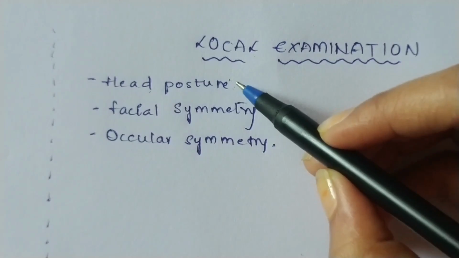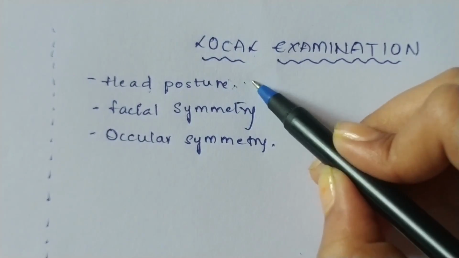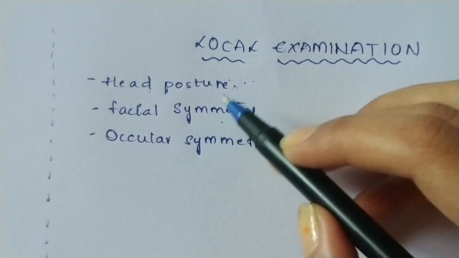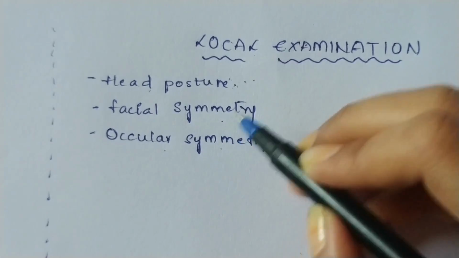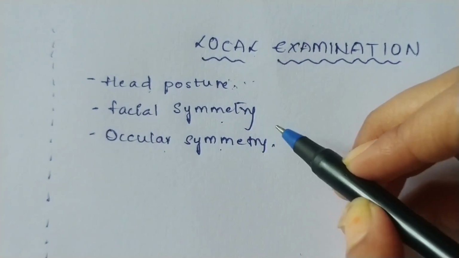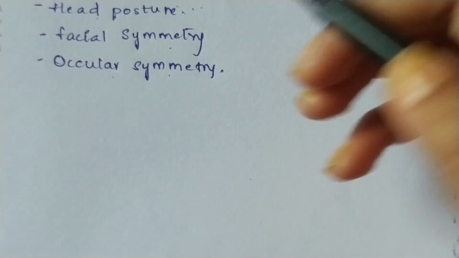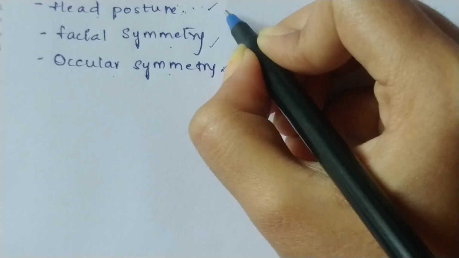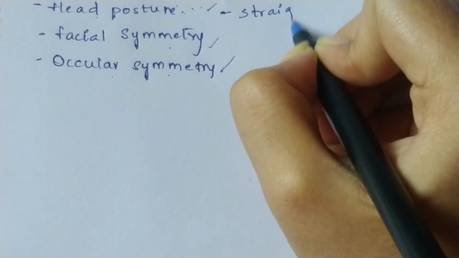So with the help of head posture, we will know whether they have astigmatism or not. And facial symmetry will tell us about the facial nerve, the health of the facial nerve. And ocular symmetry will tell us whether there is exophthalmos or endophthalmos, etc. Then after we check these things, if they are normal, we'll write head posture is straight.